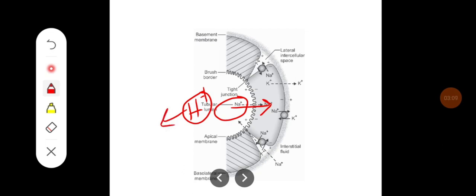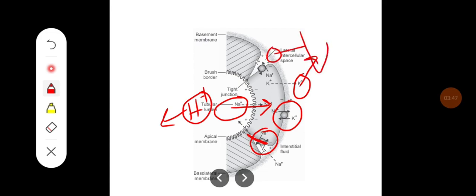Then when the sodium enters inside the cell, it reaches the interstitium or lateral spaces mainly by the sodium-potassium active pumps. So most of it occurs by the sodium-potassium pumps which are present in the paracellular area, and some of it occurs from the basal part of the cell. Then from the interstitium and from the lateral intercellular space, by passive diffusion it is going to enter into the capillaries.